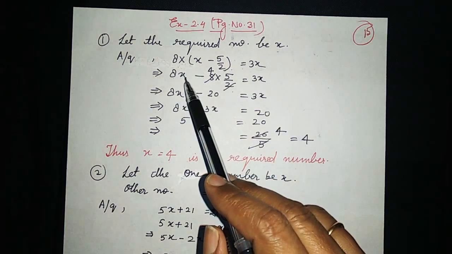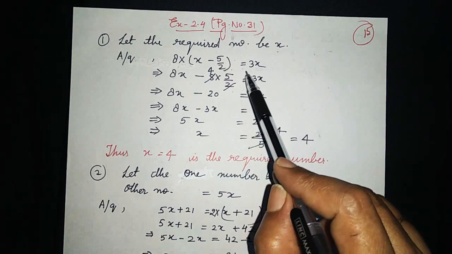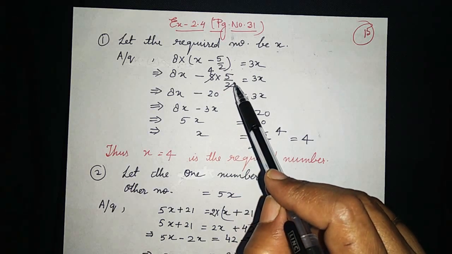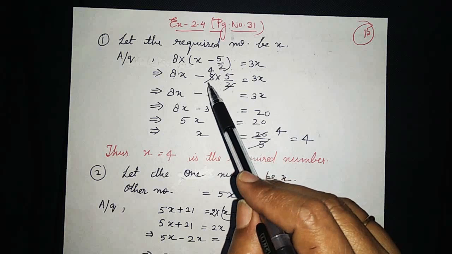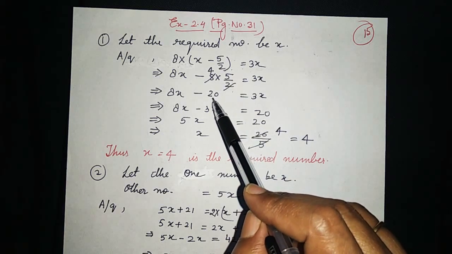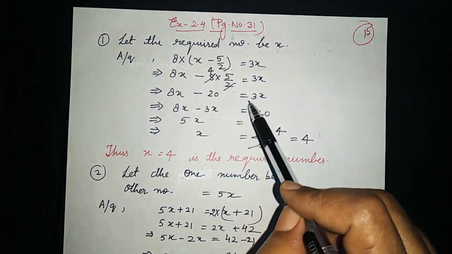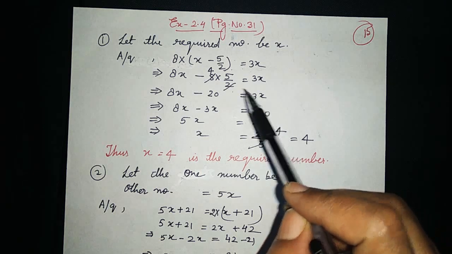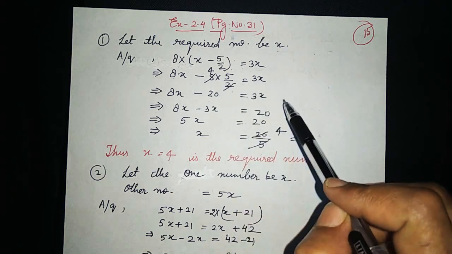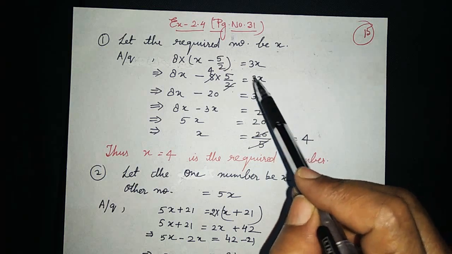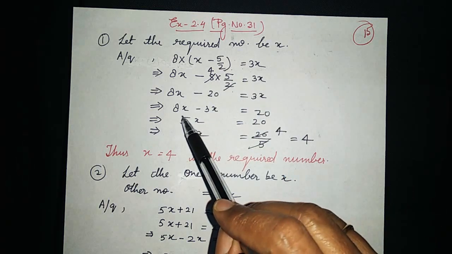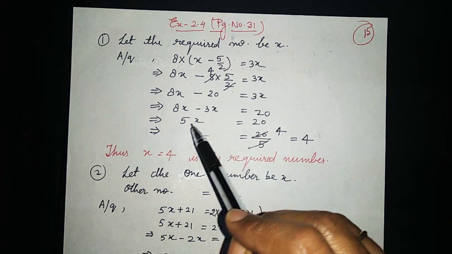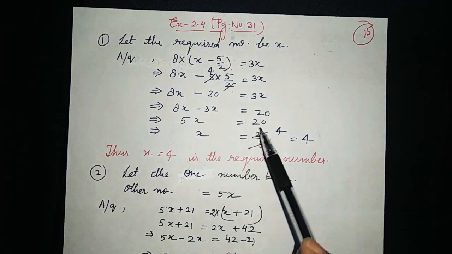8 multiply x, 8x, minus 8 into 5 upon 2 is equal to 3x, and 8 into 5 by 2 we will simplify. 2 1 is 2, 2 4 is 8. Now 4 into 5, what came? 20. Now the next step of the equation will be 8x minus 20 is equal to 3x. Here minus 20 we will transpose to the right hand side, and plus 3x we will transpose to the left hand side. Then our equation will be 8x minus 3x is equal to 20. And 8x minus 3x, what? 5x. And 5x is equal to 20.